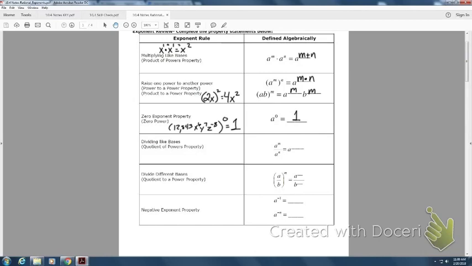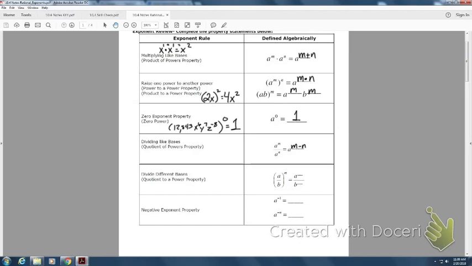So, next, dividing like bases. What am I going to do with those exponents? I'm going to subtract them. Remember, the majority of the time, your multiplication and your division rules are just going to be the opposites of each other. So whenever I multiplied like bases, I added my exponents. So common sense might tell you that if I'm dividing like bases, I'm going to subtract the exponents.